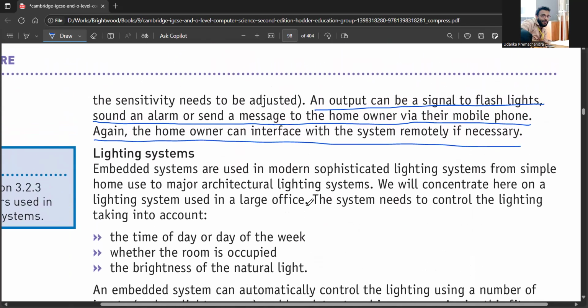It can be getting output according to the output results. And also, finally, there can be a lighting system. Embedded systems are used in modern sophisticated lighting systems, from simple home use to major architectural lighting systems.